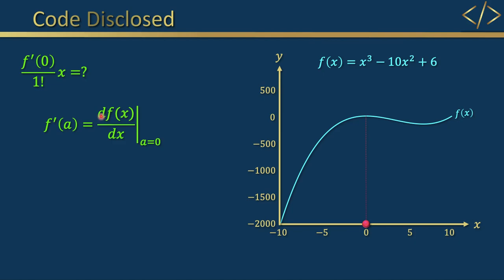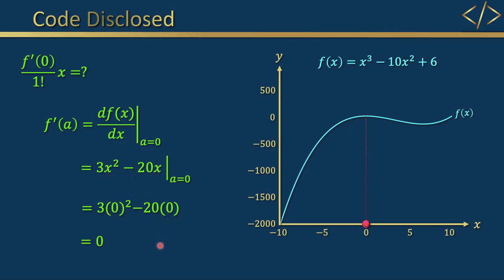For this one, we need to evaluate this function at 0. So instead of a here, we need to evaluate it at 0. But let's calculate the first derivative first. So this is the function, and if we take the first derivative, it will be 3x squared minus 20x. And let's evaluate this at 0. So instead of each x, let's put 0 instead.